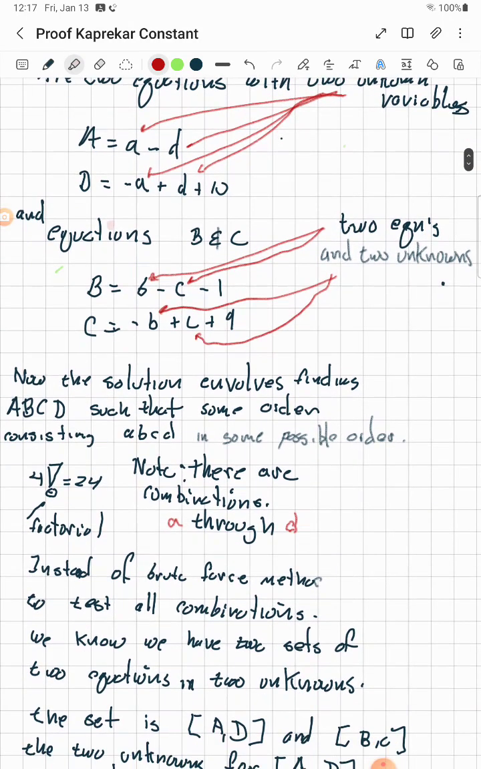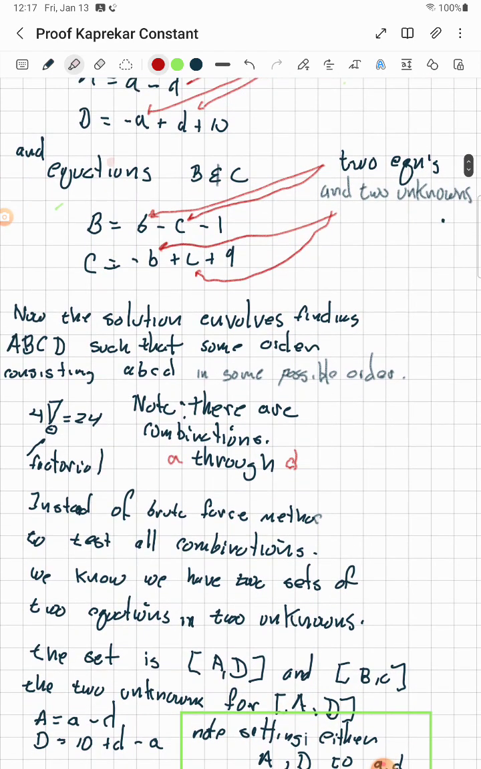Now we have to solve, and the solution involves finding A, B, and D such that the order is consistent with A, B, C, and D in some possible order. Now let's see if I can make sense of that.